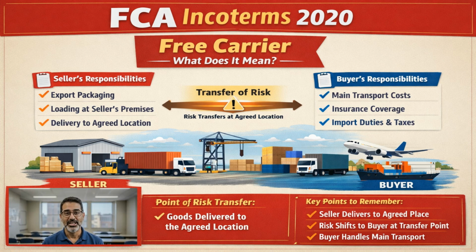FCA has two versions. First, FCA at the seller's premises. The buyer's truck comes to the warehouse, the seller loads it, and once it leaves, the risk transfers. Second, FCA at a named place, like a forwarder's warehouse. The seller delivers the goods there, and risk transfers at handover. Unloading isn't automatic and depends on the agreement. These two versions are great for clear visuals.